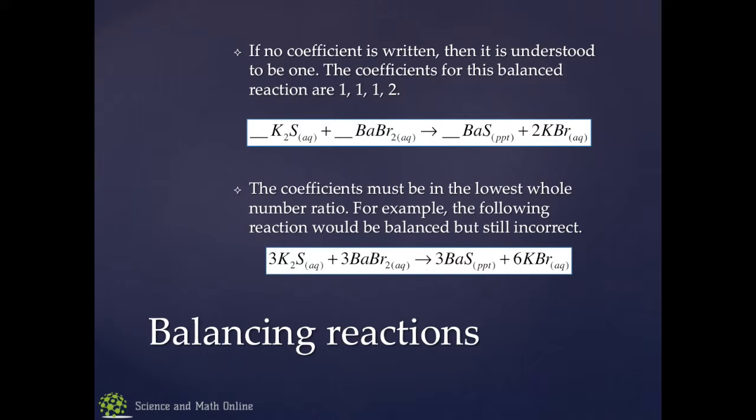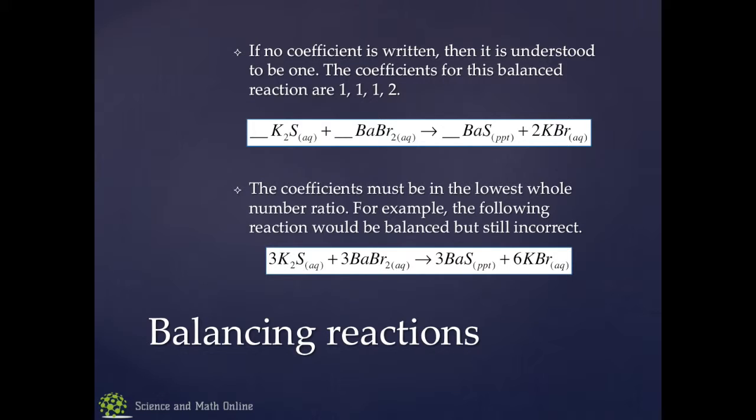The coefficients must be in the lowest whole number ratio. So for example, if you wrote 3, 3, 3, 6, that is technically balanced, because you would have the same number of each element on both sides, but it is also wrong, because it needs to be reduced down to 1, 1, 1, 2. Okay, those are all divisible by 3. And so that's important to see.